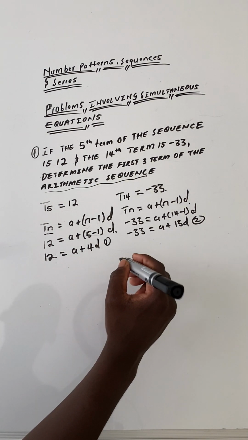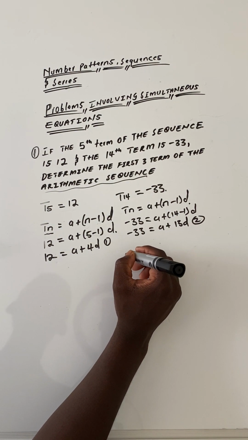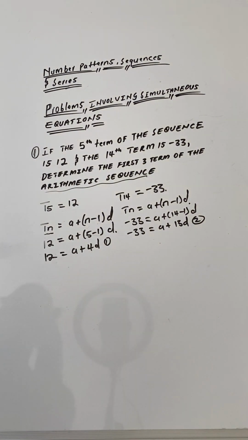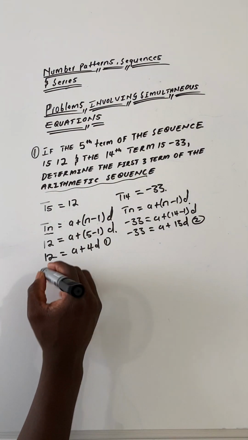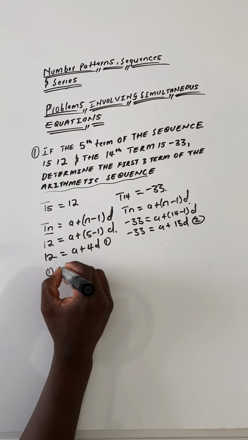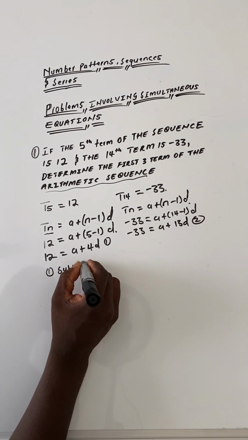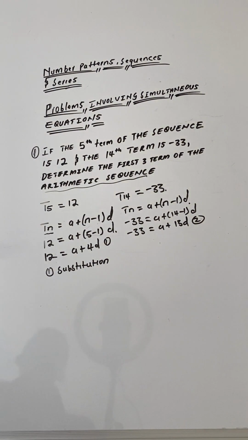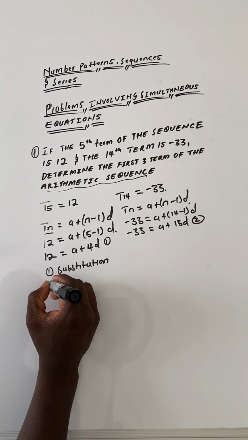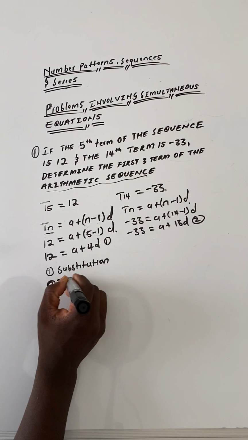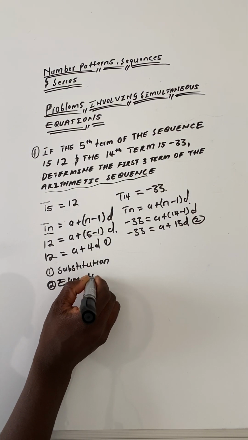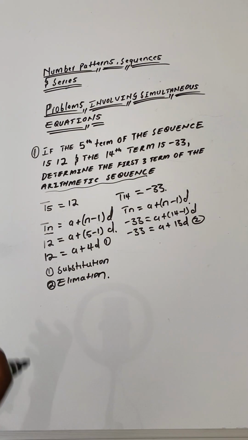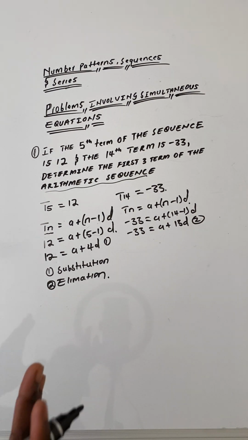You must know that when solving simultaneous equations, we actually have two ways in which you can solve them. The first one would be through substitution, which is what we commonly use. The second one would be elimination. So let us start with substitution, which is what we are used to.